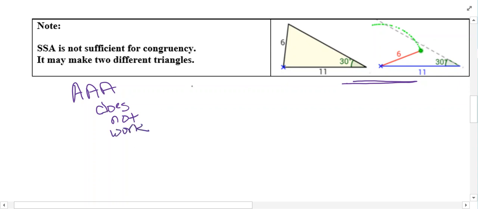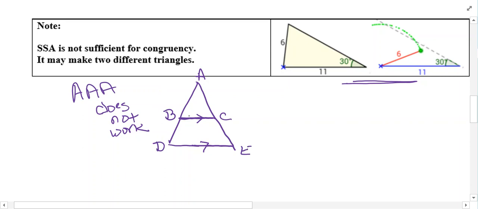So with AAA, let's look at an example. If I draw this triangle here, draw a line right through there so it's parallel. Let's call this A, B, C, D, and E. We know that since BC is parallel to DE, that this angle right here is congruent to this angle by corresponding angles, and also by corresponding angles, we know that these two angles are congruent.